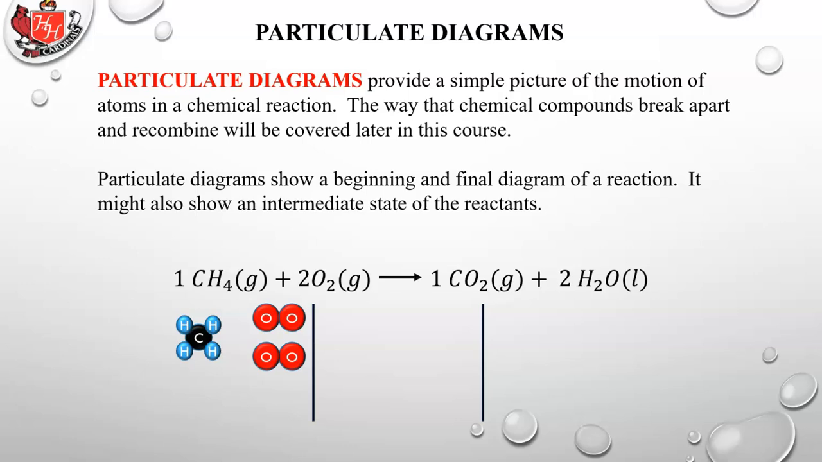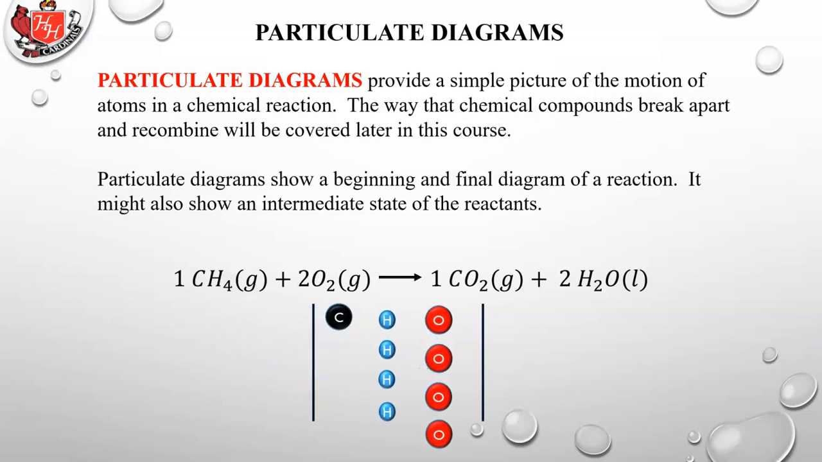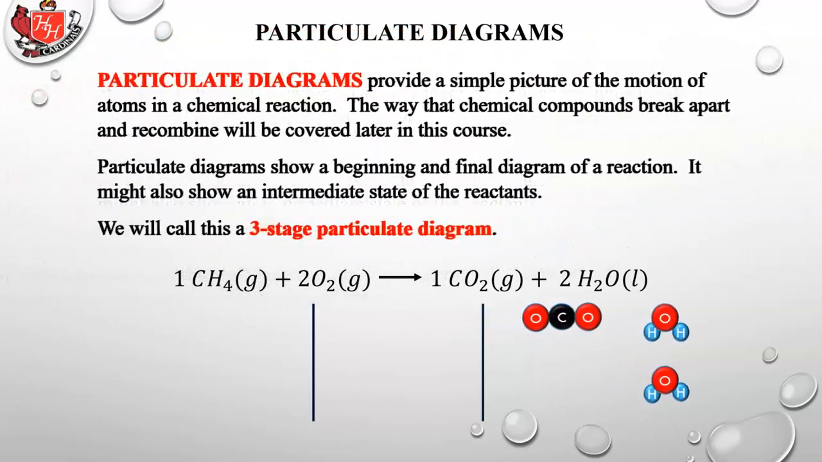So there you see the one CH4 molecule and 2 oxygens. Through processes we'll discuss later in the course, they break apart into individual atoms, and then because it allows them to go to a more favorable energy state, they recombine as carbon dioxide and 2 water molecules.